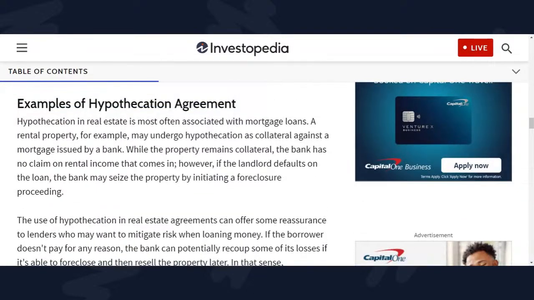Examples of hypothecation agreement. Again, it's part of an agreement known as a contract, but it comes first and foremost. You can't make a contract and then hypothecate. Again, we're talking about the asset. The asset is the base foundation of a securitized contract, securitized agreement. Hypothecation in real estate is most often associated with mortgage loans.